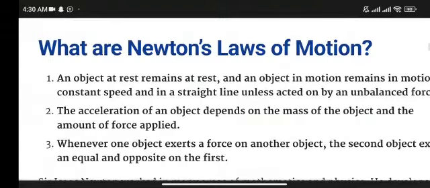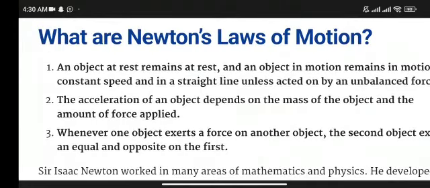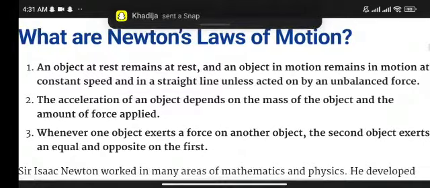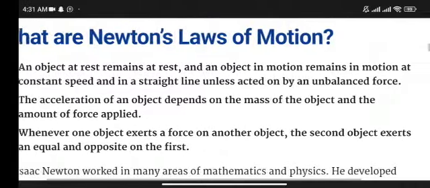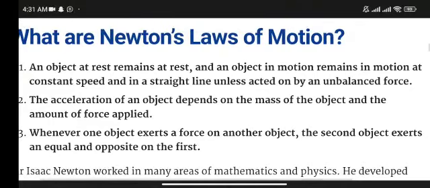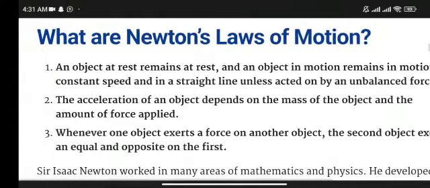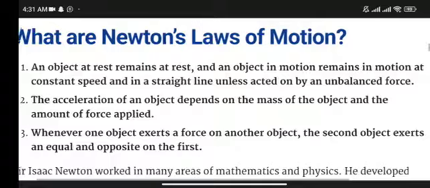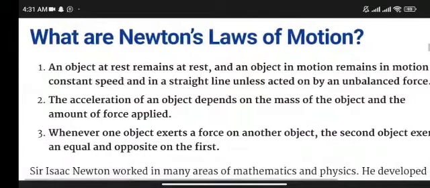What are Newton's laws of motion? An object at rest remains at rest, and an object in motion remains in motion at constant speed and in a straight line unless acted on by an unbalanced force. The acceleration of an object depends on the mass of the object and the amount of force applied. Whenever one object exerts a force on another object, the second object exerts an equal and opposite force on the first.